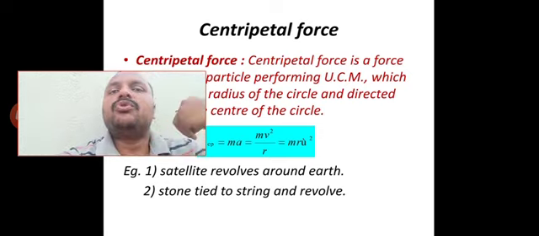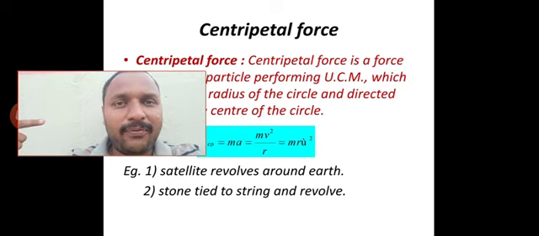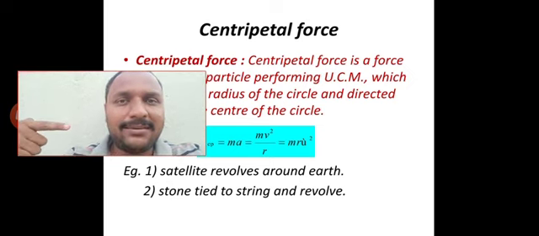Also, we can take another example: an electron revolves around the nucleus. Why does an electron revolve around the nucleus? Because in a nucleus, positive charges are there, and electrons are negative charges. There is an electrostatic force between them, and the attraction of an electron towards the center. This force is towards the center. This is called the centripetal force. Like that, we can take some examples.